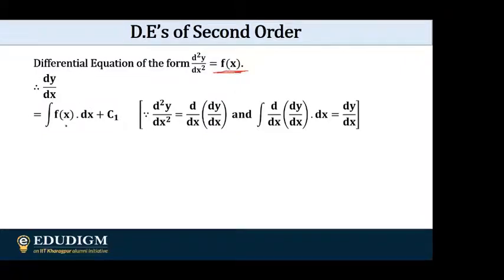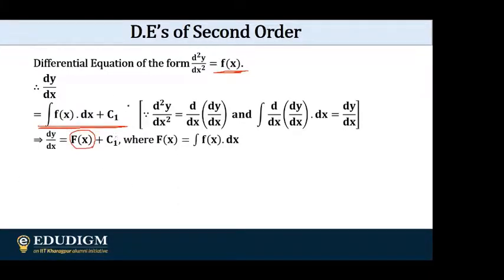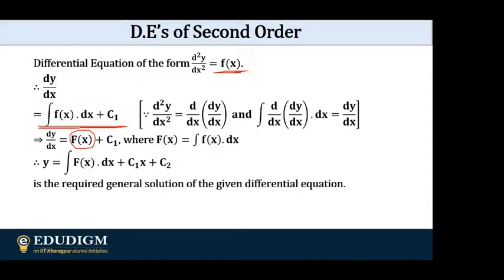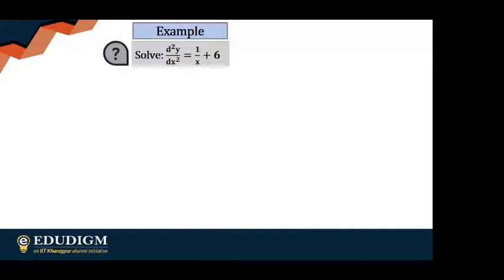This is the first integration. So we integrate again. Suppose on integration, this gives you capital F(x) plus C1, where C1 is a constant. You integrate that again, and this is what you're going to get. So the algorithm is fairly simple. Let me show you one simple sum so that you have a very clear idea of what's going on.